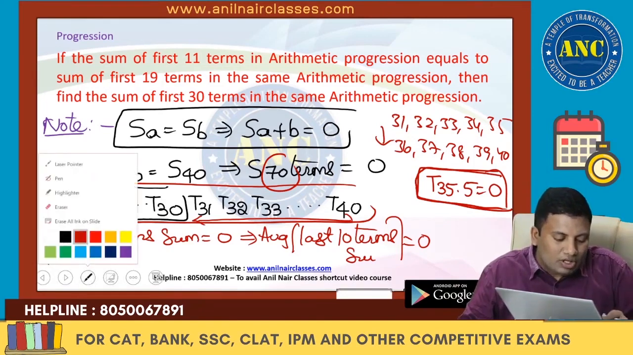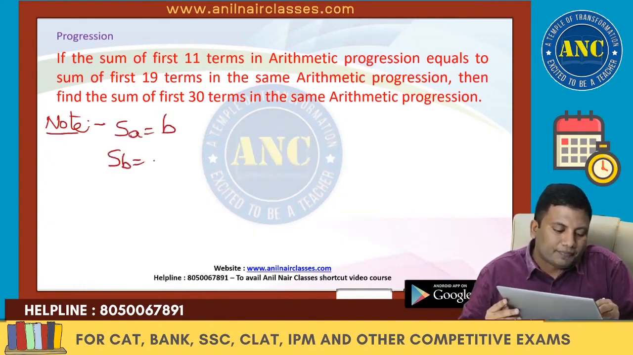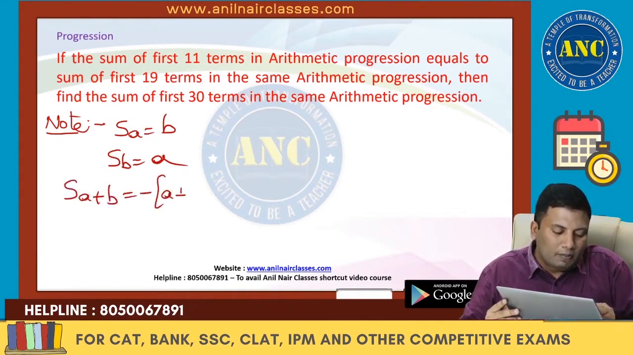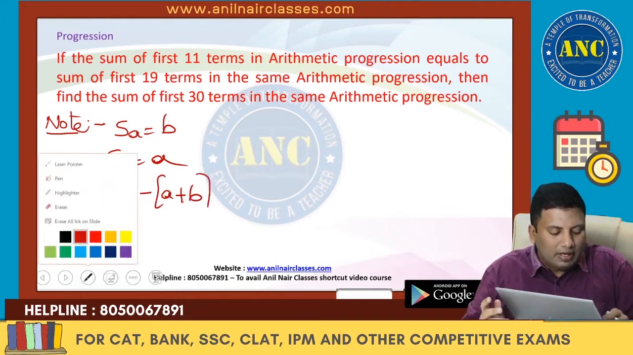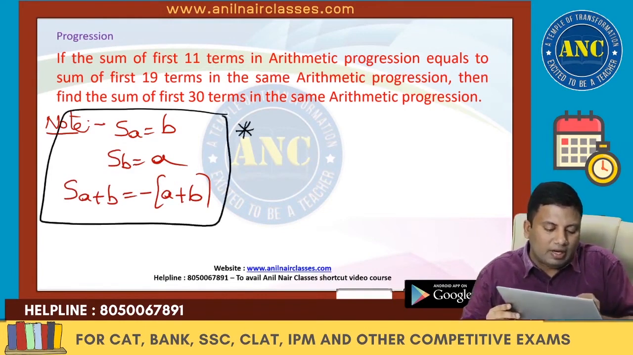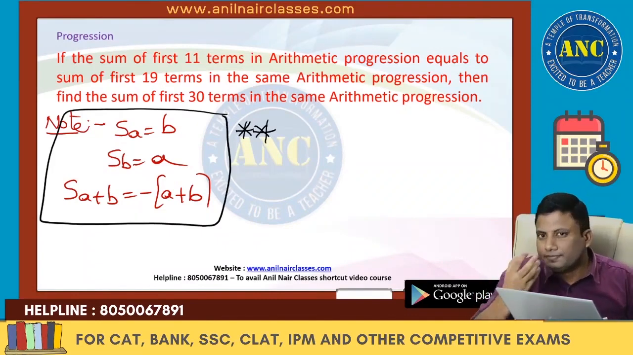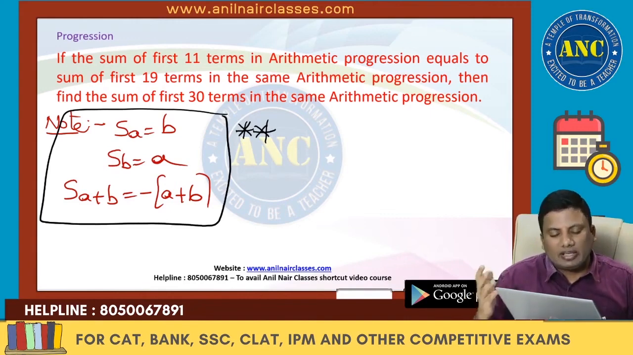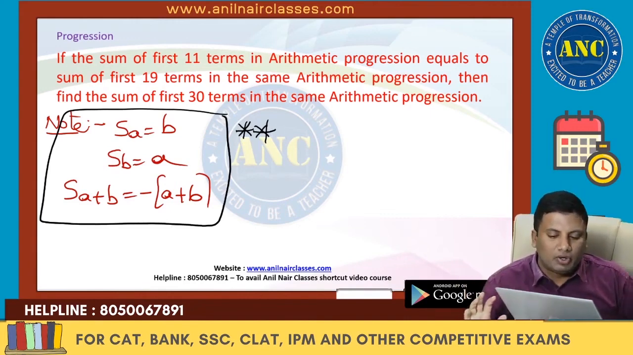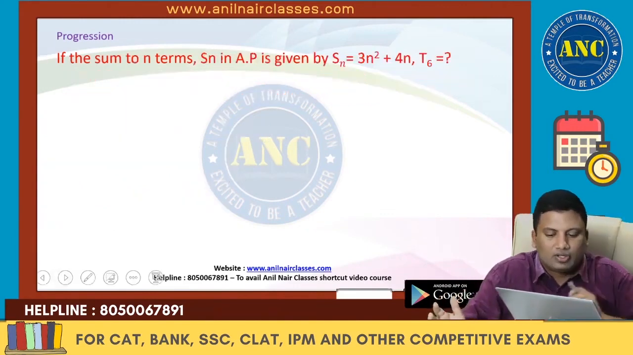Similarly, there is another conclusion, and you can do it for every possible model which we will discuss. S_A equivalent to B, S_B equivalent to A, then S_(A+B) is nothing but minus of (A plus B). Please write down. You can solve it by taking some examples and you will be able to draw the conclusion. I hope this model is also clear to you.